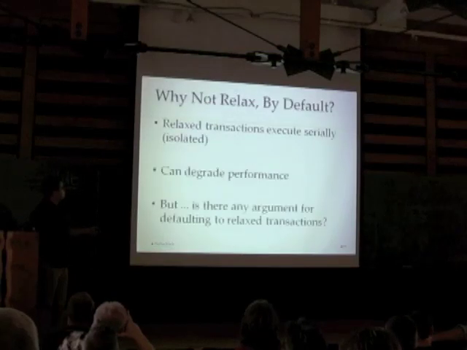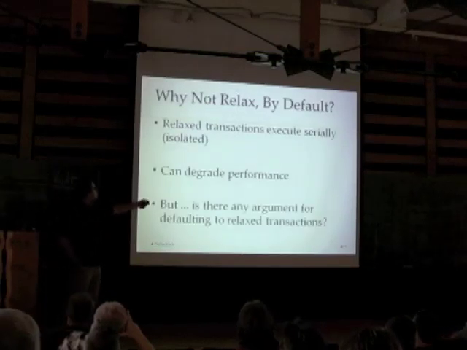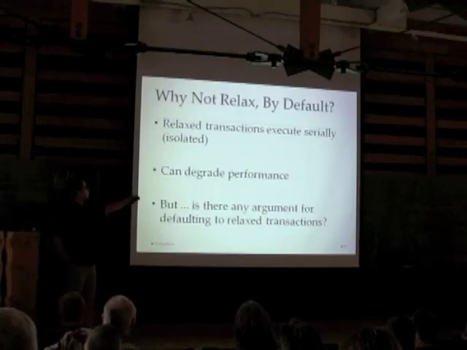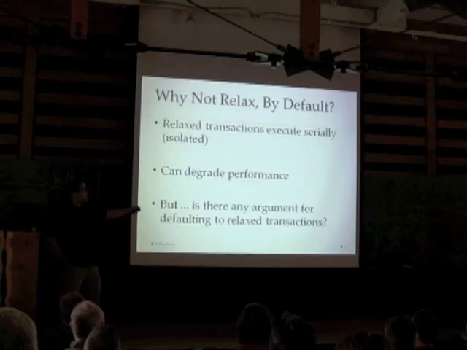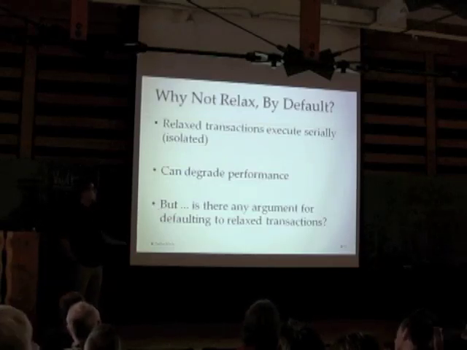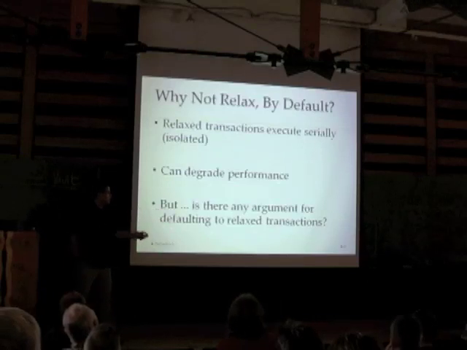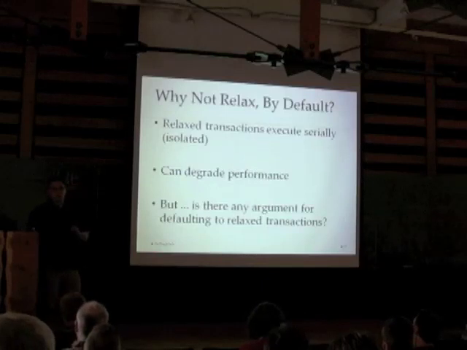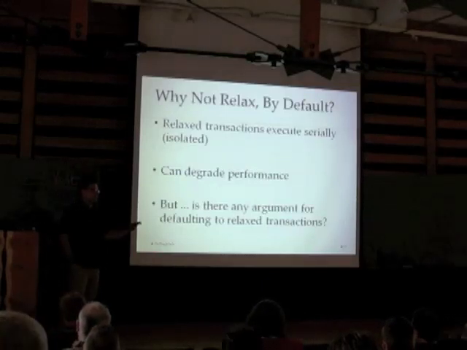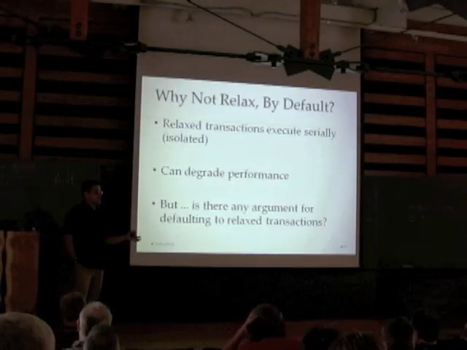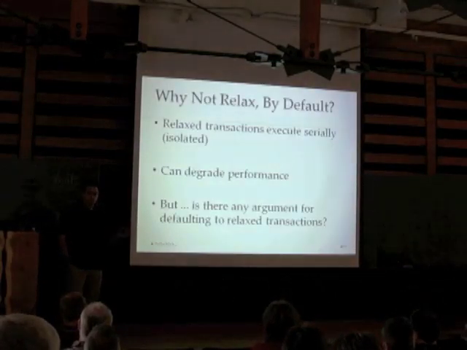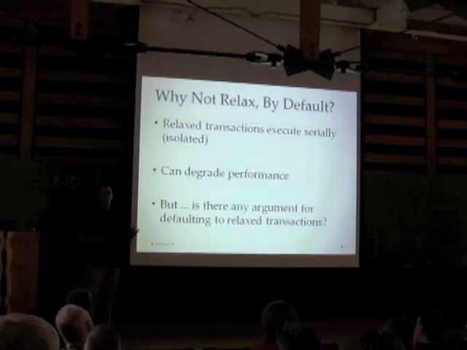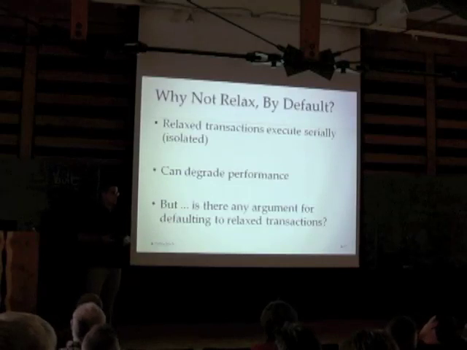Let's skip past this for a second. This is not totally accurate. Now, based on the extra information we have from Hans and Michael, they can execute in a serial fashion, but they may not. They can degrade performance, these relaxed transactions. But one thing we do want to ask is, does it make sense that right now relaxed transactions are not the default? The atomic transactions are transactions that have failure atomicity and have isolation from other transactions. But maybe there are certain scenarios where relaxed transactions should be the default. And if there are cases, let us know.